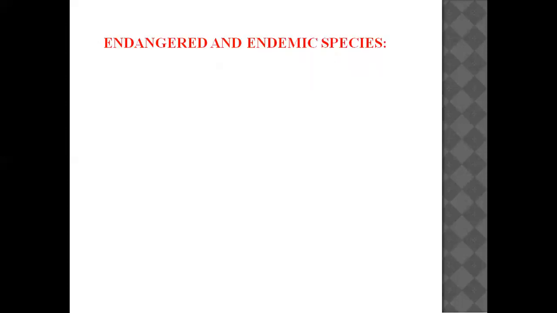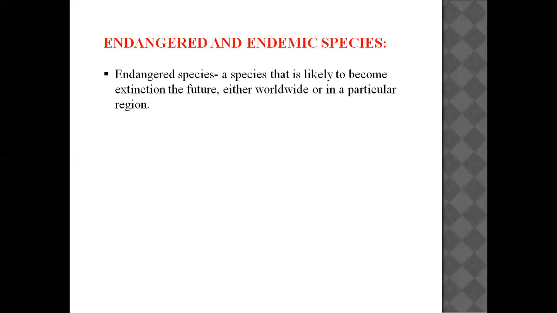Our next topic is endangered and endemic species. Let us see what an endangered species is. Endangered species are animal or plant species which are likely to become extinct in the future. That means species which may not be seen after some years because their numbers are becoming very, very low.